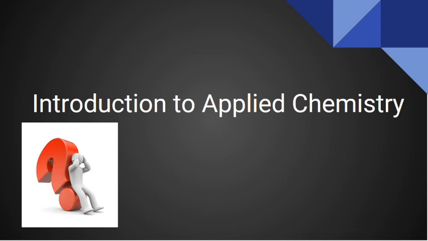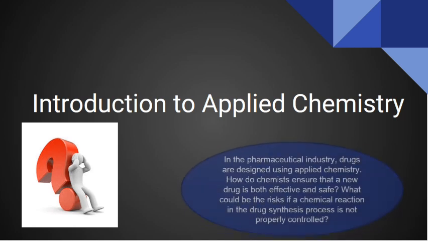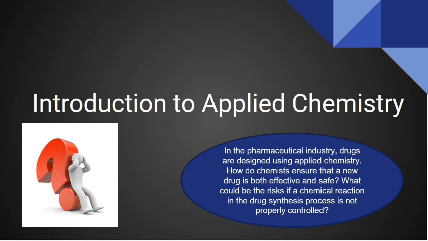Before we continue with the class, I want you to consider this question. In the pharmaceutical industry, drugs are designed using applied chemistry. How do chemists ensure that a new drug is both effective and safe? What could be the risks if a chemical reaction in the drug synthesis process is not properly controlled?